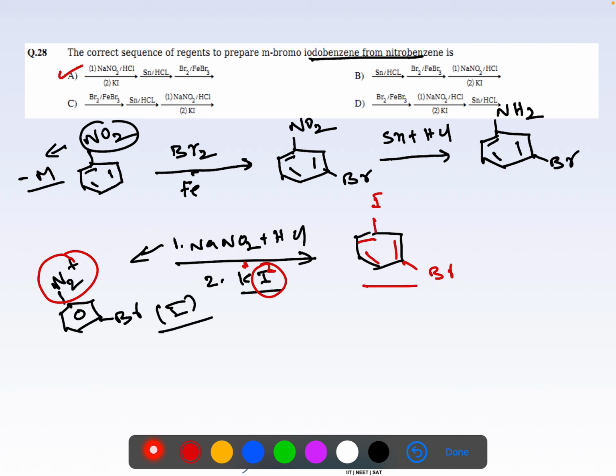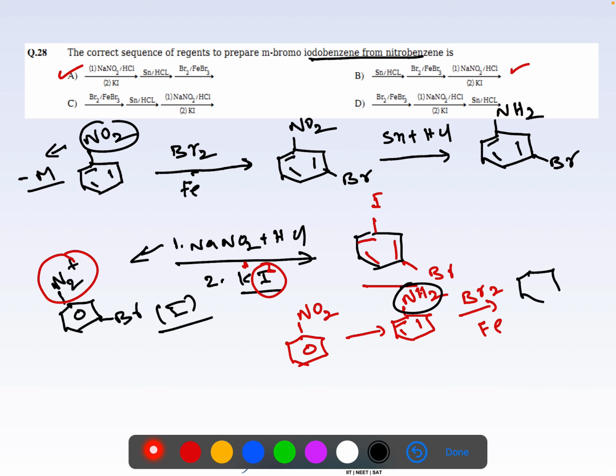The option B cannot be the correct option, because if you treat nitrobenzene with a reducing agent, you will get aniline. And if you then treat this with bromine in the presence of a Lewis acid, since the NH2 group is an electron donating group, you will get the para-bromo product. But here we need the meta-bromo product. So option B cannot be the correct one.